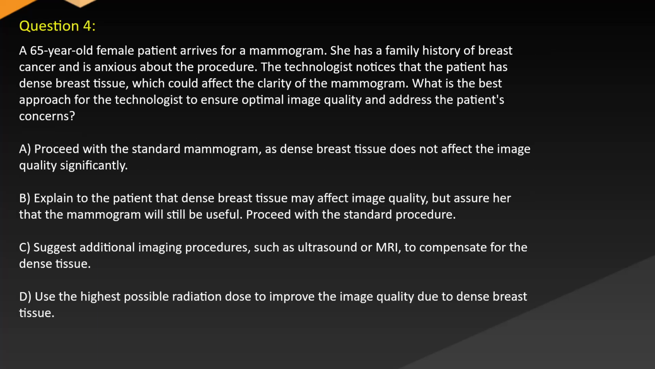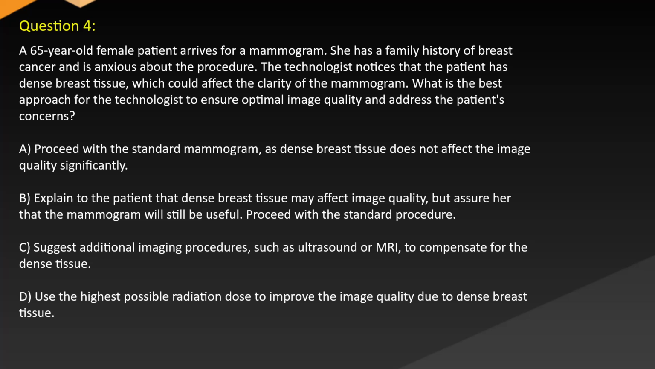Question 4. A 65-year-old female patient arrives for a mammogram. She has a family history of breast cancer and is anxious about the procedure. The technologist notices that the patient has dense breast tissue, which could affect the clarity of the mammogram. What is the best approach for the technologist to ensure optimal image quality and address the patient's concerns?